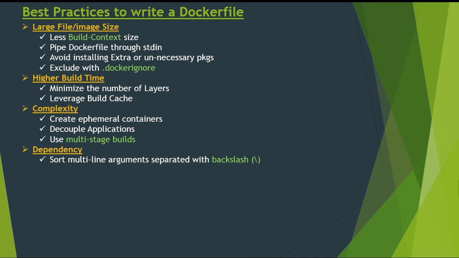We can use multi-stage builds, where we have multiple builds in our single Docker file, and we can use any of those builds from that single Docker file. I'll show you that just now. Then for large file or large image size, what we can do is keep our build context size as small as possible.